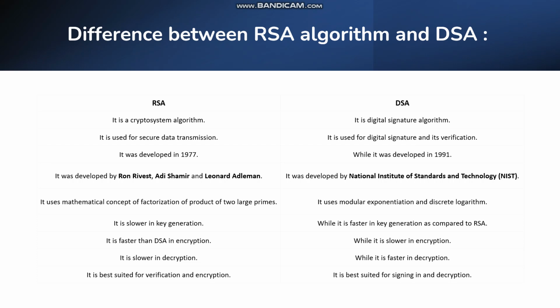RSA uses the mathematical concept of factorization of the product of two large primes. DSA uses modular exponentiation and the discrete logarithm. RSA is slower in key generation, while DSA is faster in key generation as compared to RSA. RSA is also slower in decryption, DSA is faster in decryption. RSA is best suited for verification and encryption. DSA is best suited for signing and decryption.